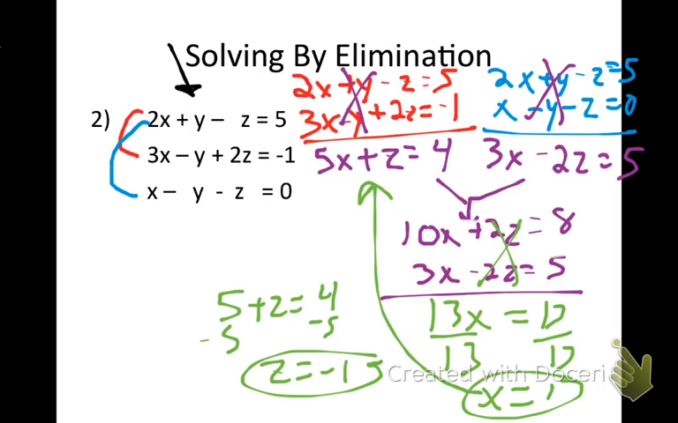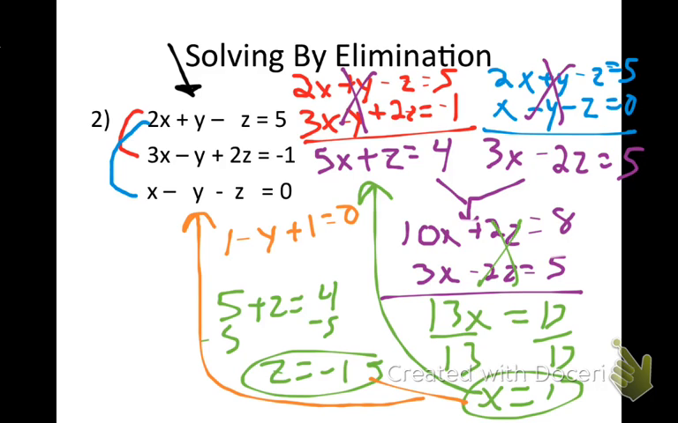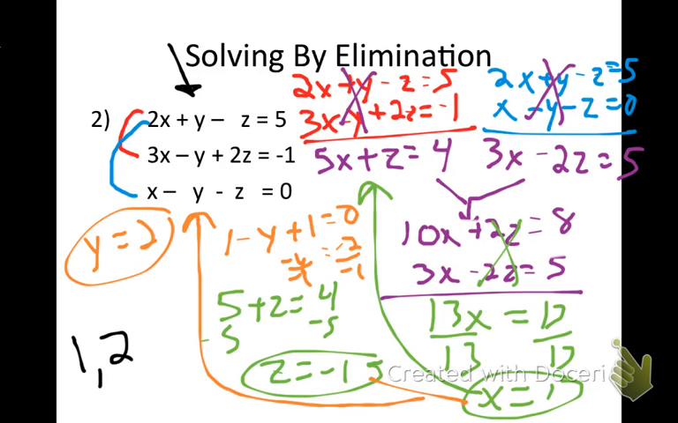Great. Now I take both of those, and I plug both those into one of my equations. I'll plug it in there. I get 1 minus y plus 1 equals 0. Subtract the 2 from both sides, so you get negative y equals negative 2, which is really y equals 2. And then I get my ordered triple, which is 1, 2, negative 1. And again, make sure at the end you put out your answer as an ordered triple.